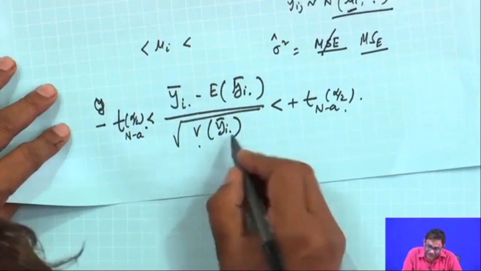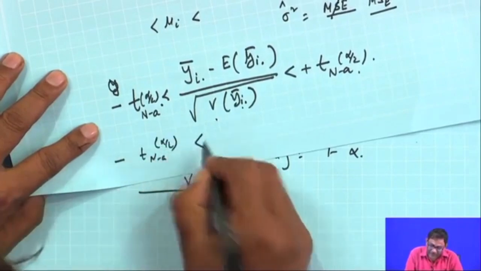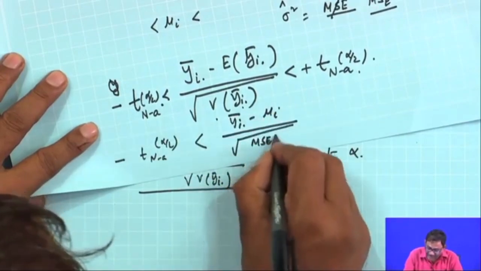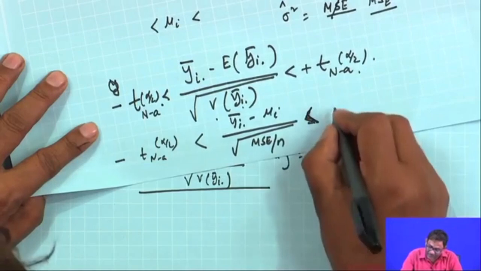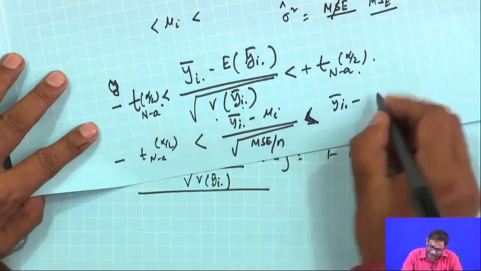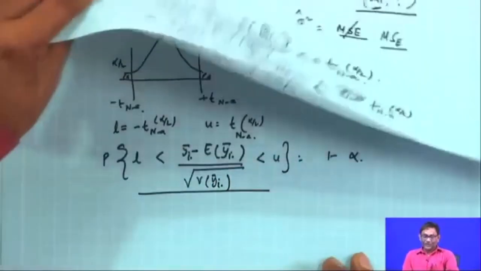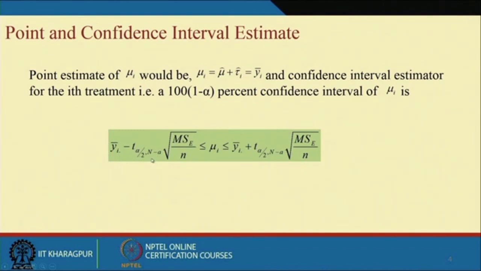So, now you know what will happen then? That means minus t n minus a alpha by 2 is less than y i dot bar minus mu i divided by square root of MSE by n, because sigma square for y i dot bar is MSE by n, less than or equal to plus t n minus a alpha by 2. So, the resultant quantity will be what? You see, the result will be y i dot bar minus t alpha by 2 n minus a times the standard error part, for mu i. This is the 100 times 1 minus alpha percent confidence interval for mu i. Okay.